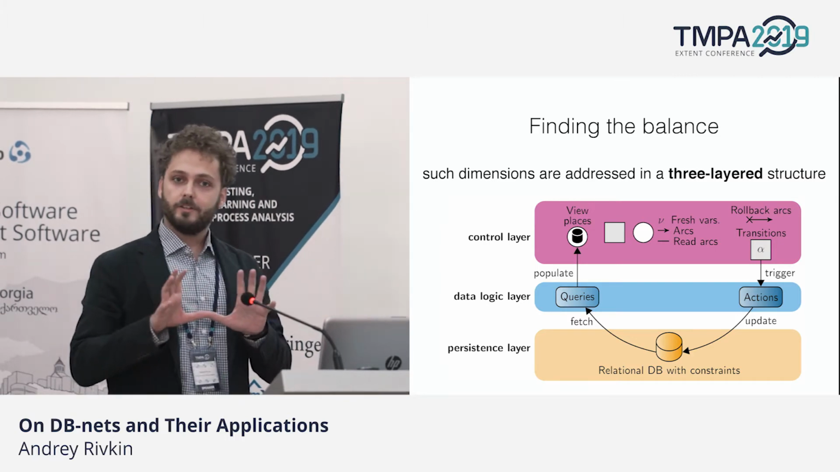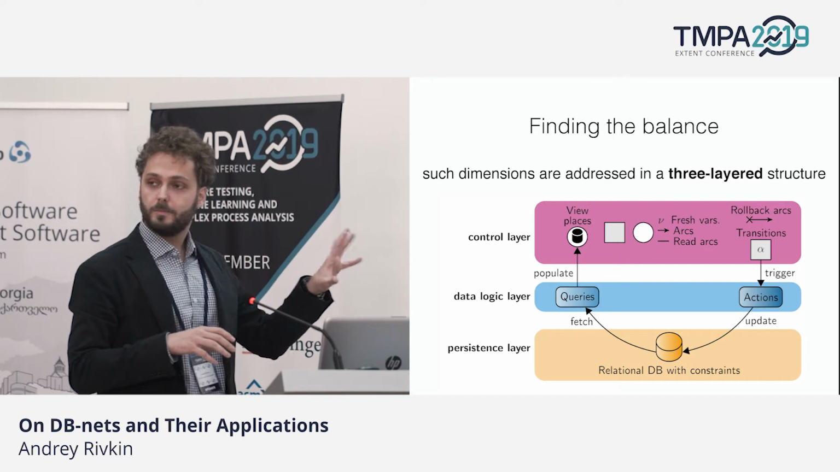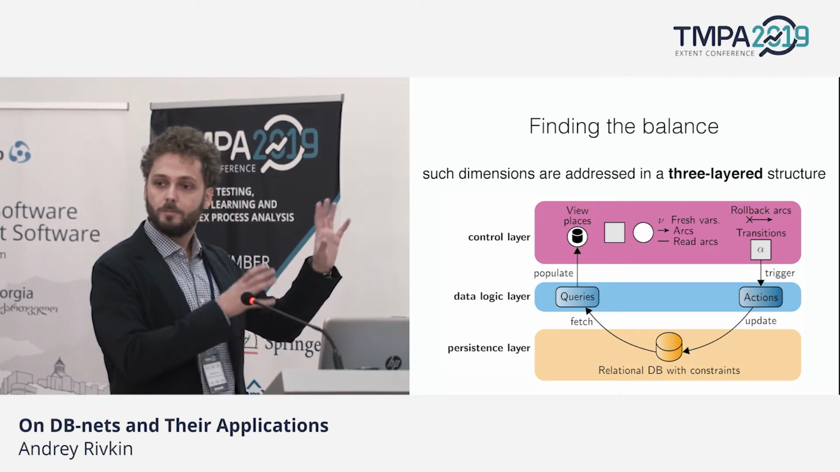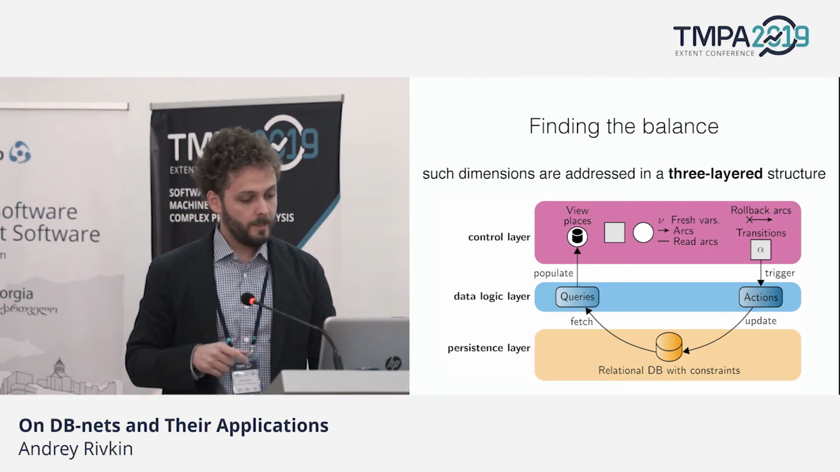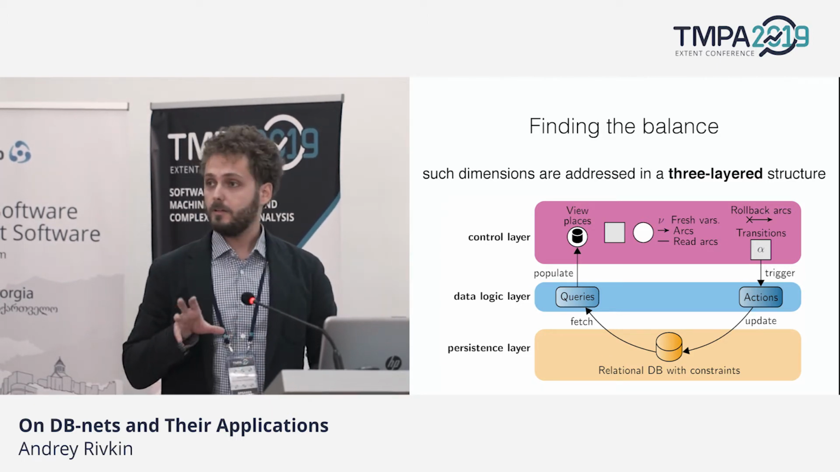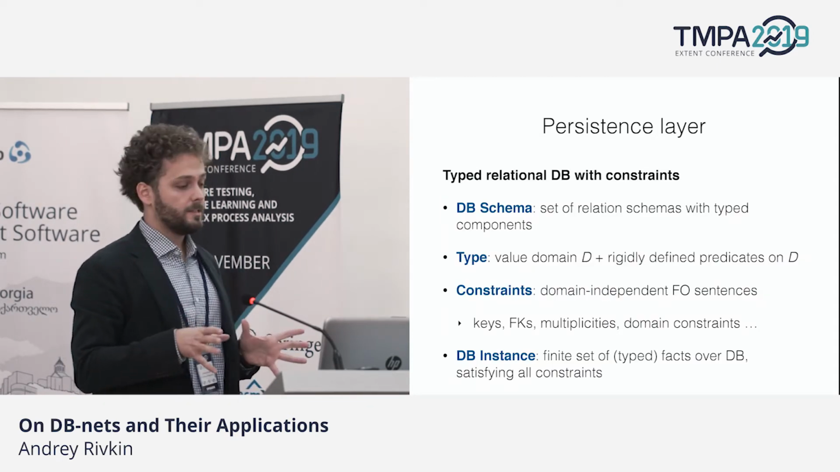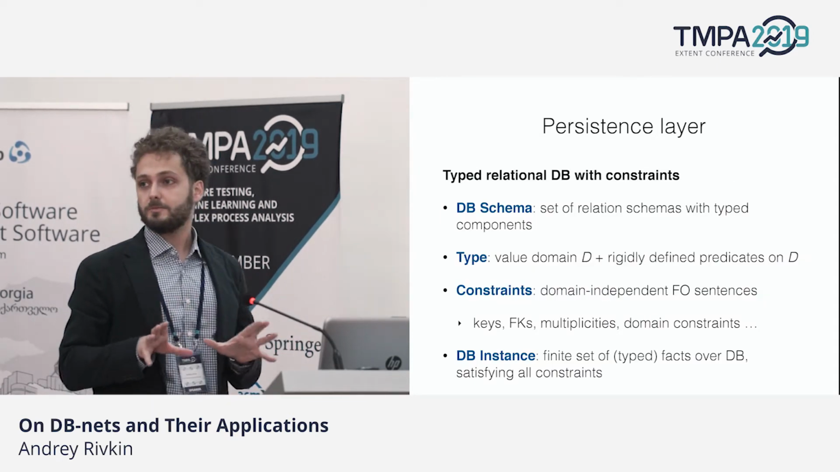So here we have the three-layered structure. We have a control layer, a data logic layer, and a persistent layer to account for all these components that I mentioned before. I'm going to talk about all of those three in more detail. First of all, we start with the persistent layer. The persistent layer is a relational database with constraints.